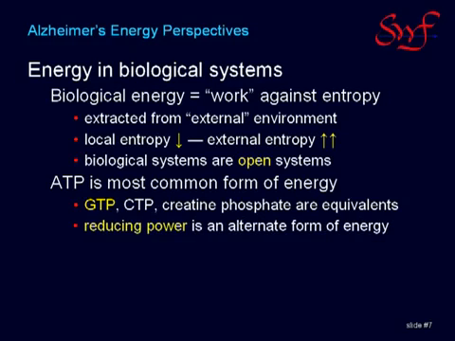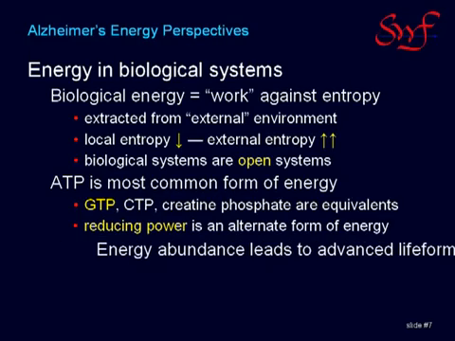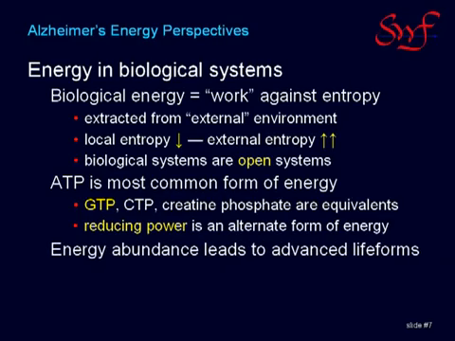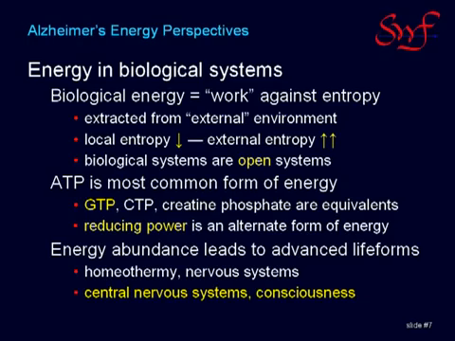Reducing power is also a form of energy that is tapped just before it would otherwise be converted into ATP. Reducing power is used to directly regenerate the antioxidant defense system more efficiently than ATP can accomplish. This also is of extreme utility to the brain. It is the efficiency of energy systems that enables advanced life forms, warm-blooded animals, central nervous systems, and consciousness.